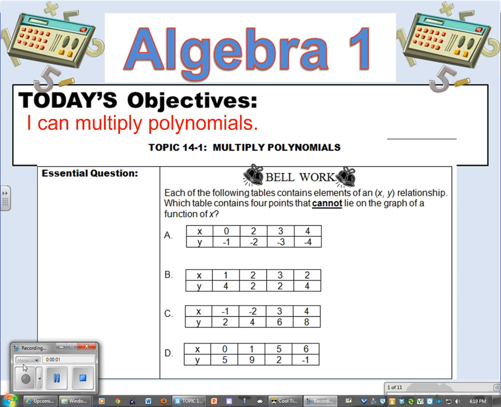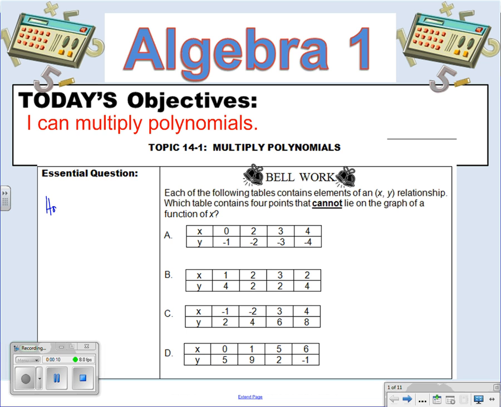This is topic 14-1, multiplying polynomials. Our objective for today is I can multiply polynomials. So my essential question will be, how can I multiply polynomials?